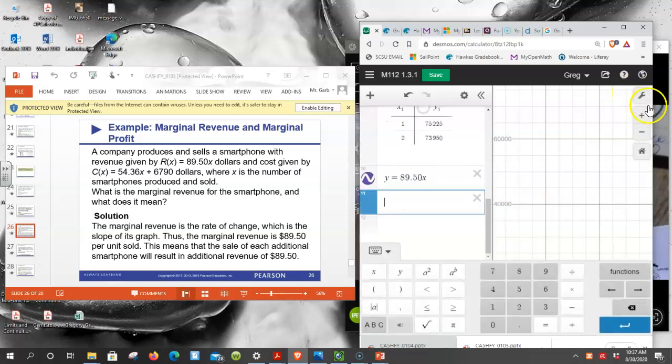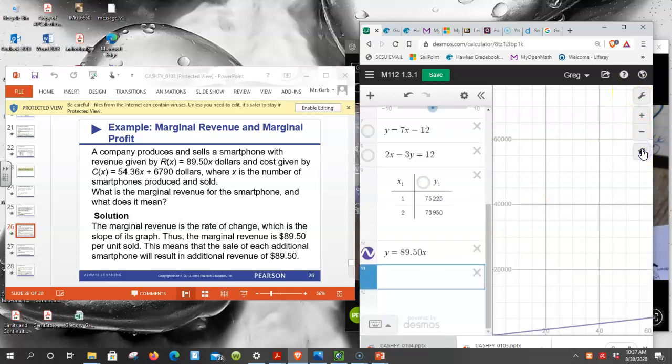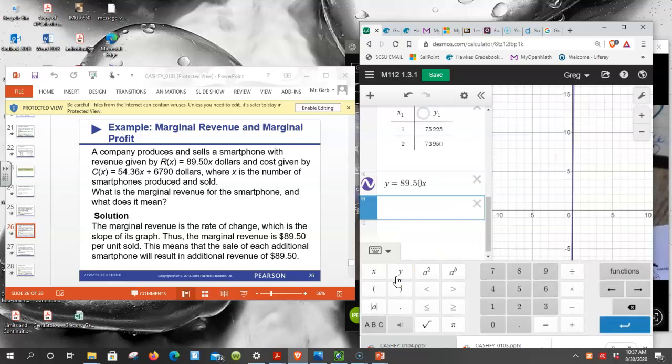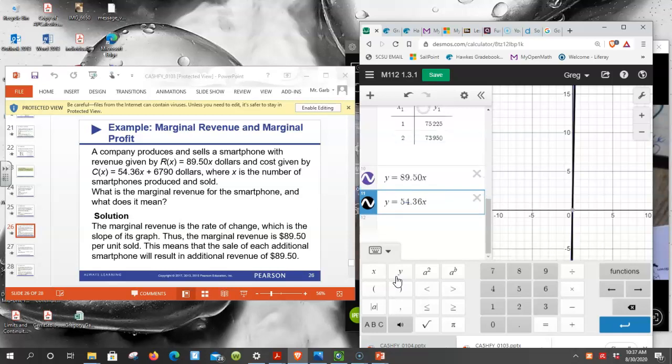All right, now I want to hit the home button so it gets back to 0 so we have perspective. And then over here, this is the cost function, so it's also Y equals. This is how much it costs the company to make each phone. Each phone, meaning the rate of change, costs $54.36, but there's a one-time fee, like a Y-intercept. It's like an upfront cost, like a machine or a building or something you pay for once. All right, so there it is. Now, obviously, this graph doesn't tell us anything. We have to zoom it in correctly.